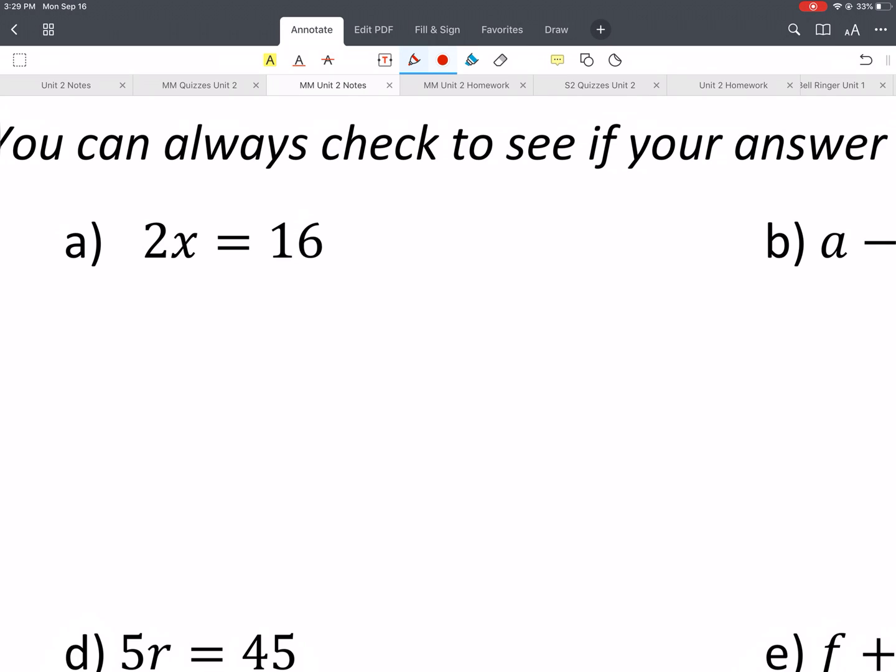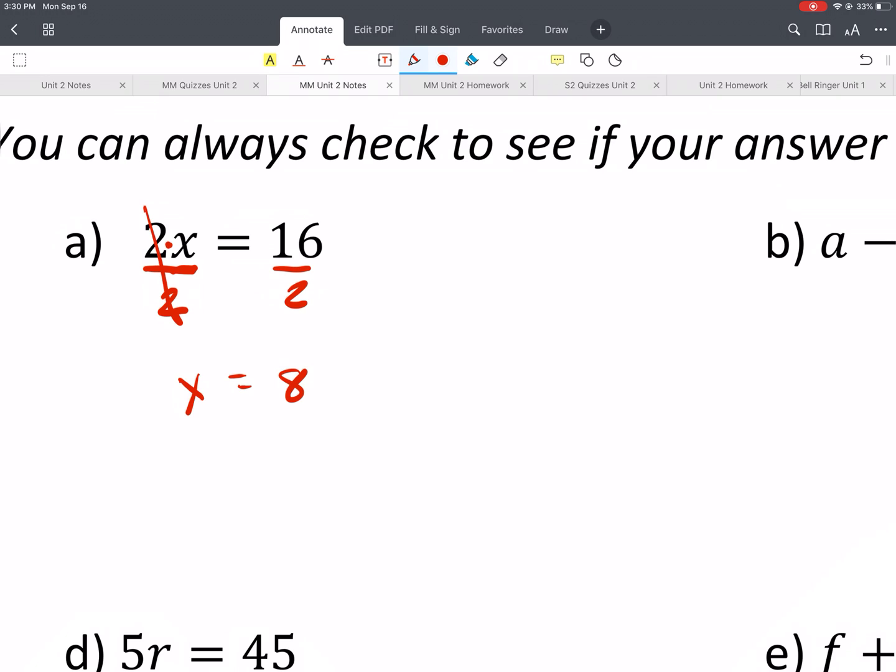Here we want to get x by itself. How can we get rid of that 2? Since they're being multiplied, we're going to do the inverse, which is division. So we will divide both sides by 2. The 2's will cancel, and we'll end up getting x equals 8.